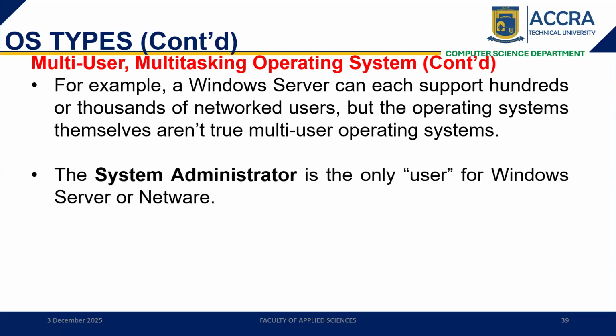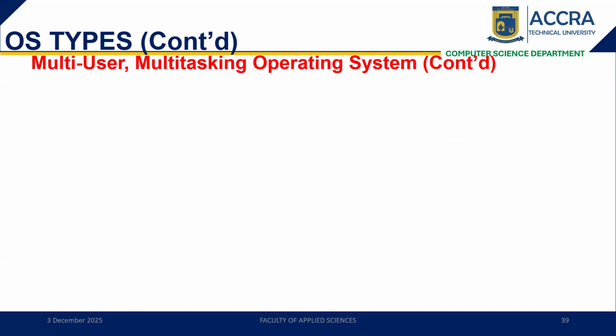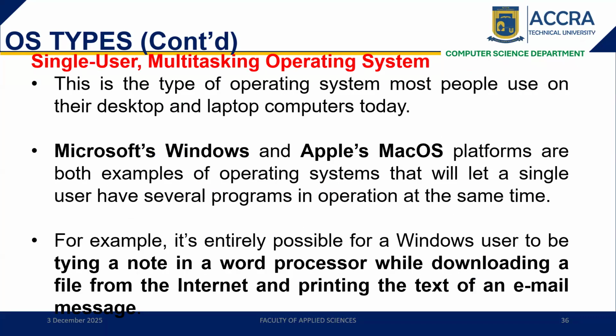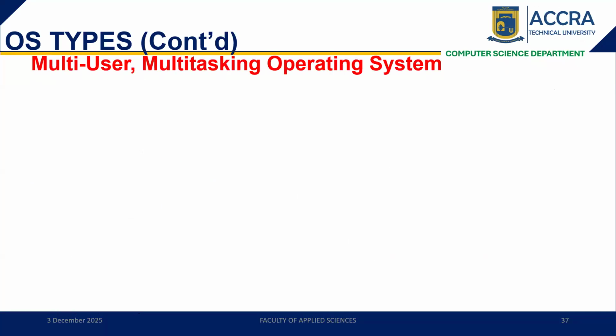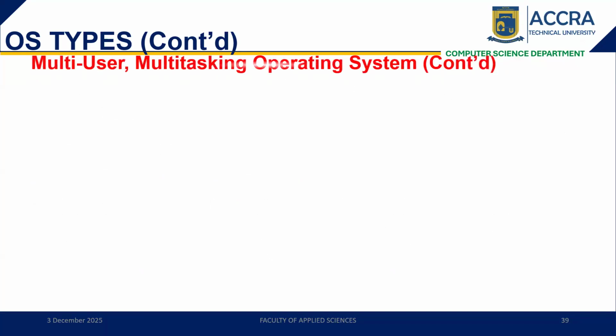The system administrator is only one user for the Windows server or network, that one we know. The network supports all of the remote user logins and the networks that are available, and the overall plan of the operating system and the programs are being run by the administrative user. So what actually fits with Windows, as stated, is the single user multitasking operating system. If you have multiple users and multiple operating systems, that normally goes into the networking environment, and that is how it works. That is it.